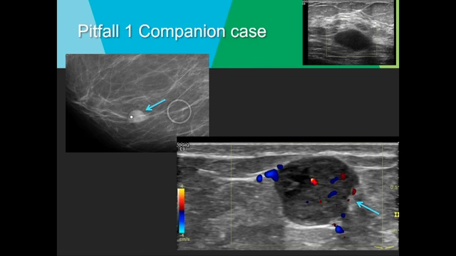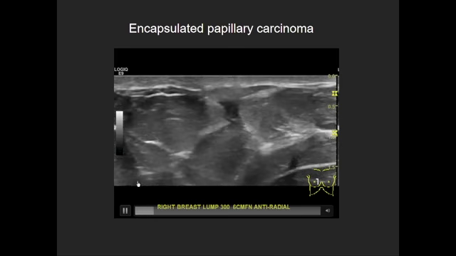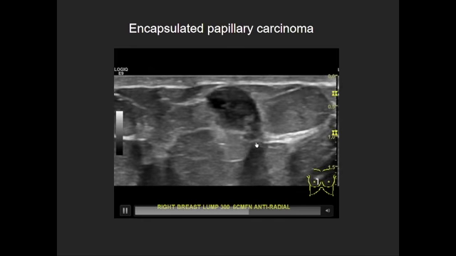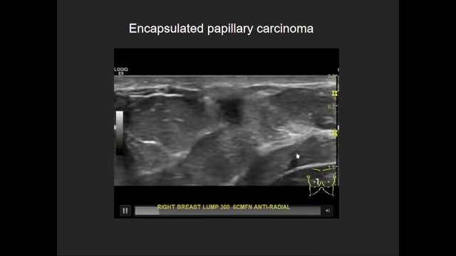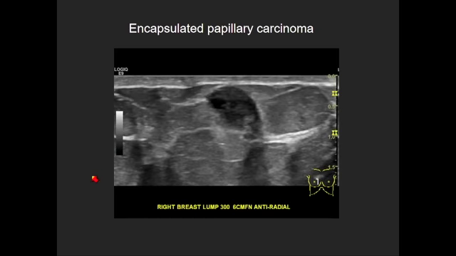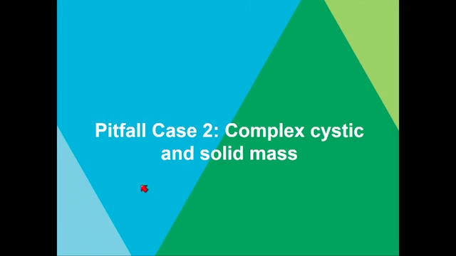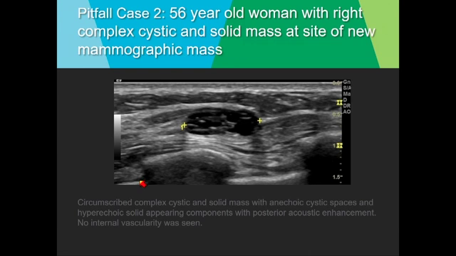You can also see this has some cystic change. And this turned out to be a papillary carcinoma. And here's the clip. I think on the clip you can really appreciate that those margins are not completely well circumscribed. And this leads nicely into pitfall case number 2, complex cystic and solid mass. That prior case would be a solid mass with cysts in it.